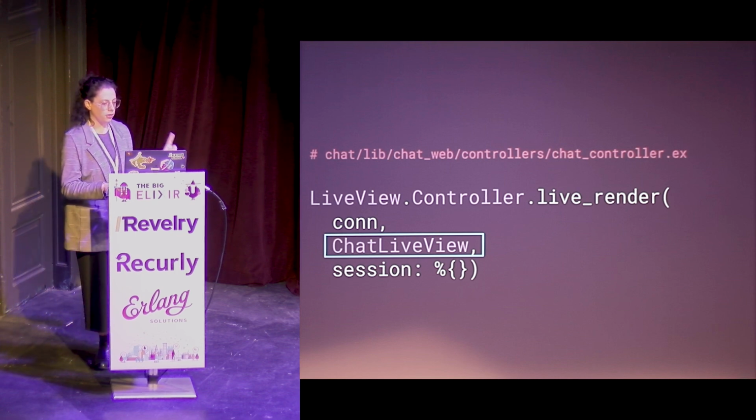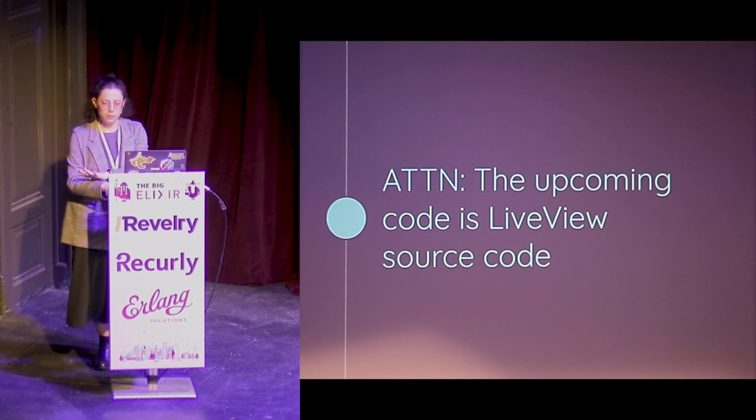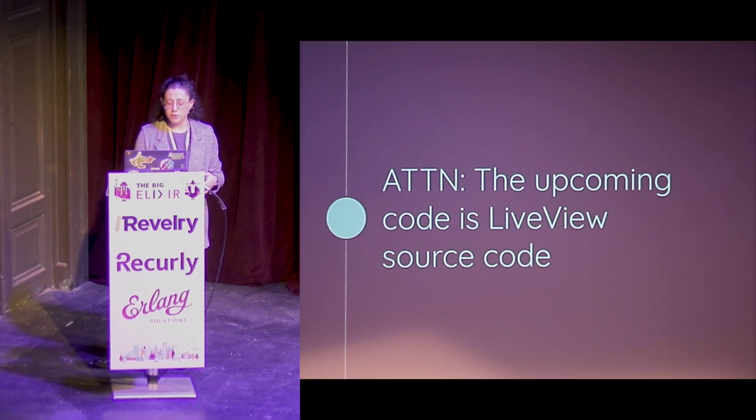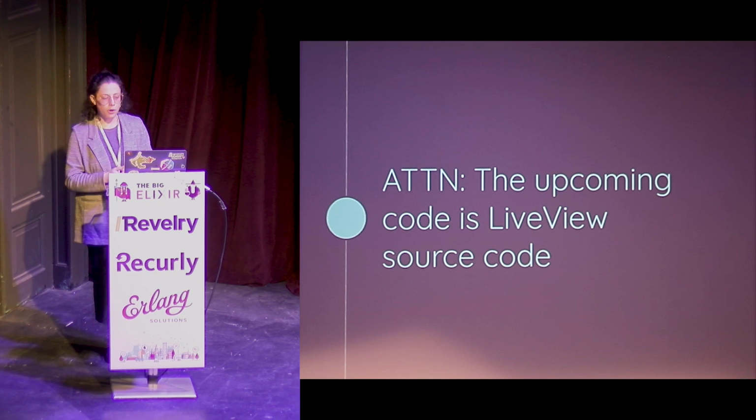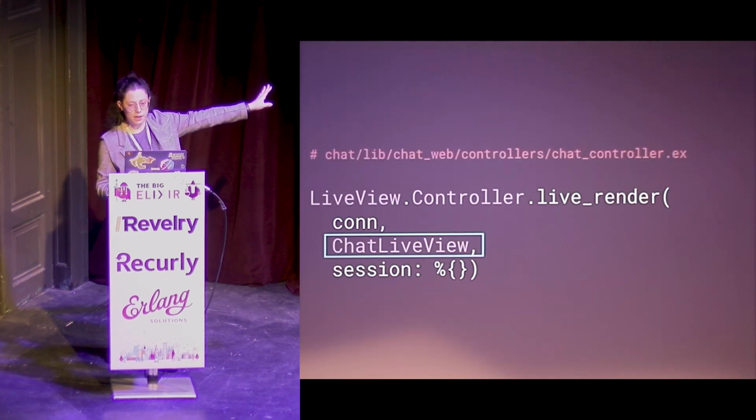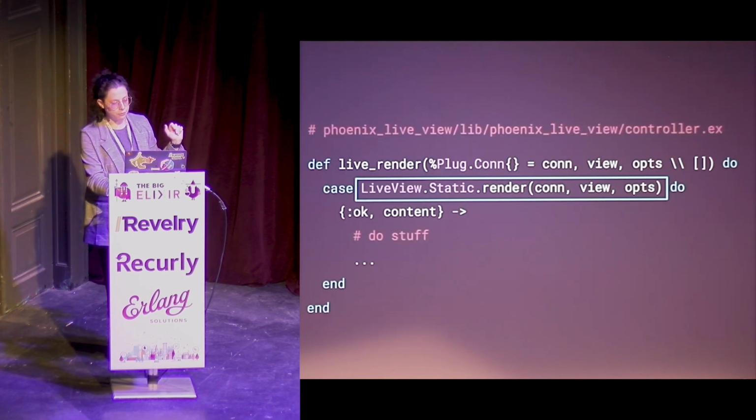Before we look under the hood at the live_render function though, I just want to do a little announcement. The code that we're about to look at is not code that you would have to write in your very own LiveView to get things up and running. The whole point of LiveView is that you don't have to write this kind of code anymore. I just want to draw a distinction: this would be the one snippet that you would be on the hook for writing, let's say in your own controller action. Everything that's coming up is source code.